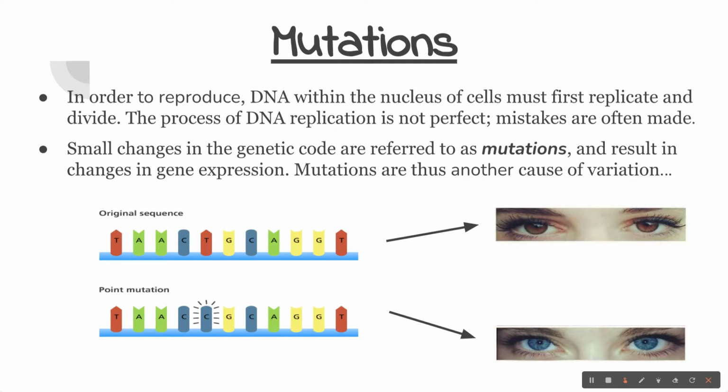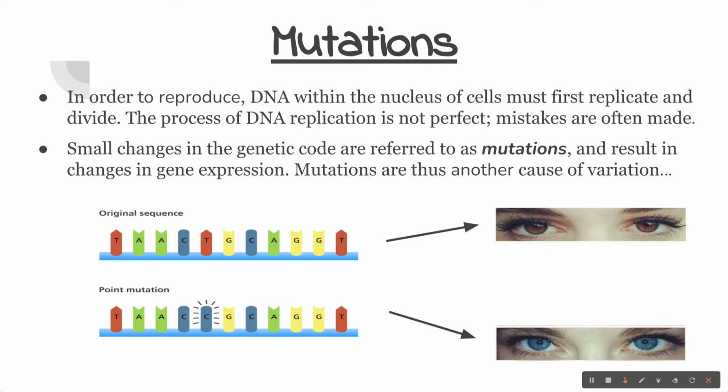Mutations then. We'll be going through genetics a little bit more. I can't remember if it's next, it might even be next. In order to reproduce, the DNA within the nucleus of the cell, if you remember from last time, the nucleus was the center that held all your DNA, must first replicate and divide. Something called mitosis and meiosis, but we'll get to that a little bit later, in another presentation.